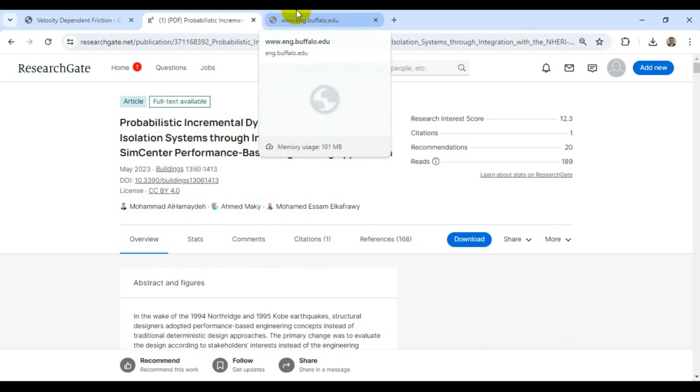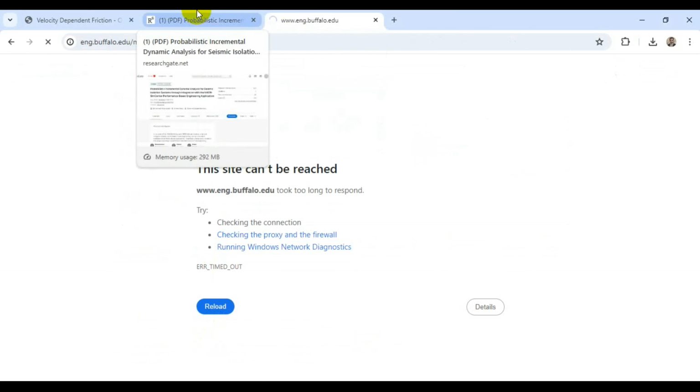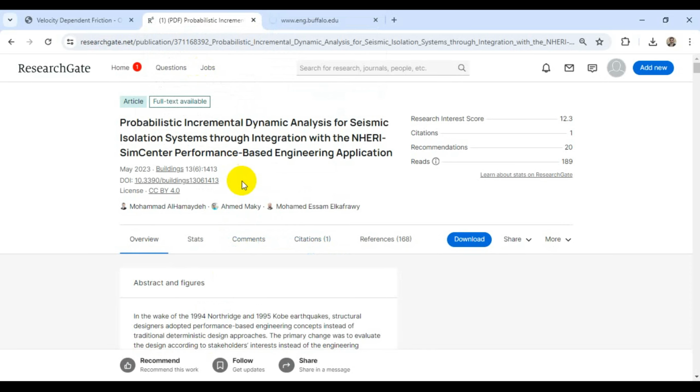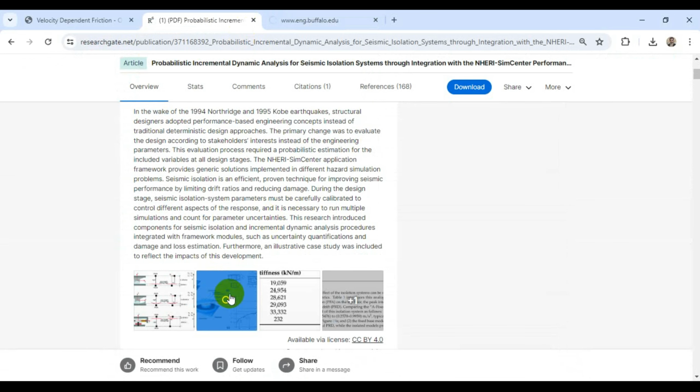I don't think I can visit this link due to weak internet connection. But anyhow, this is a practical implementation of this model. It is basically related to the bearing.